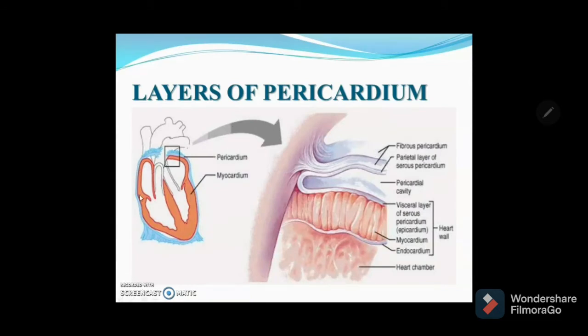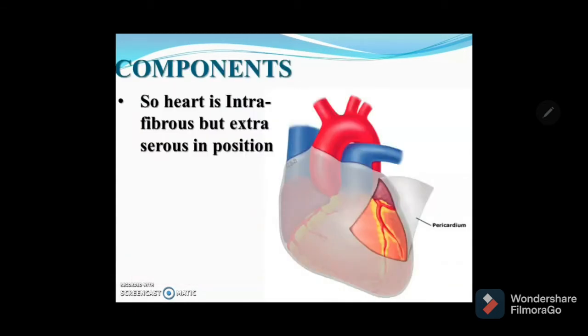So here in this picture you can notice the fibrous pericardium is here. Inner serous is reduced into an outer parietal and inner visceral layers that you are observing here. These are the different components. So by this explanation you can understand the heart is intrafibrous but extra serous in position.